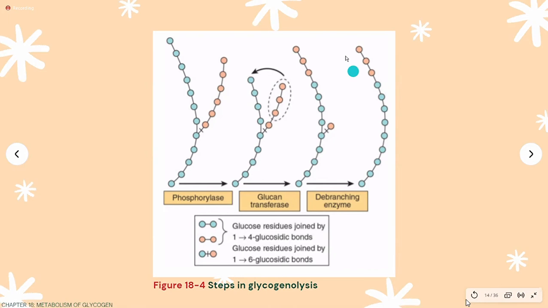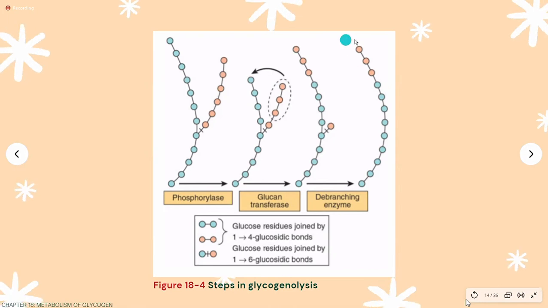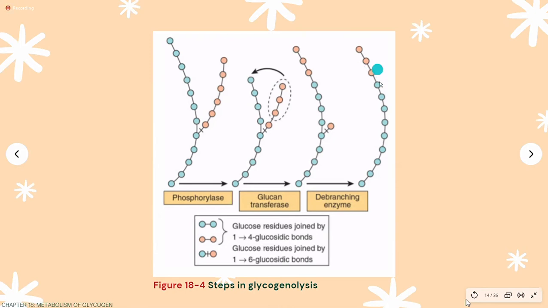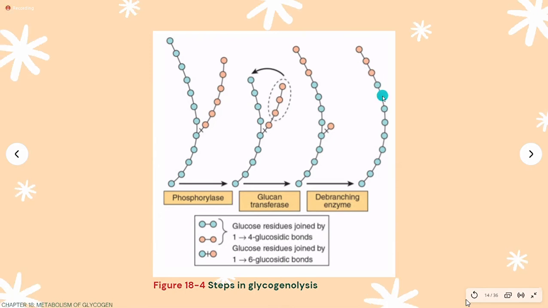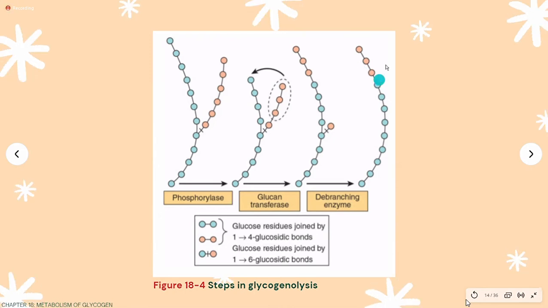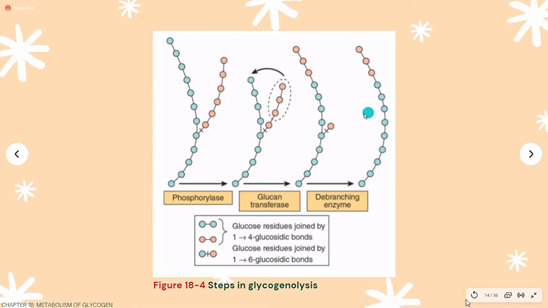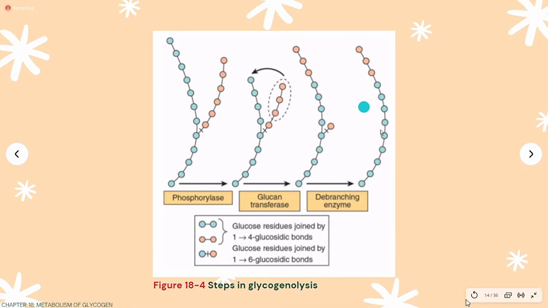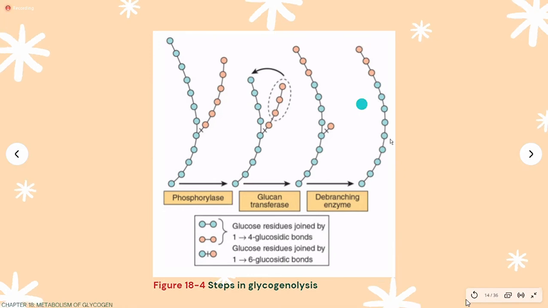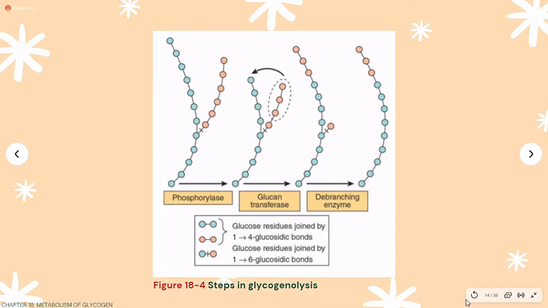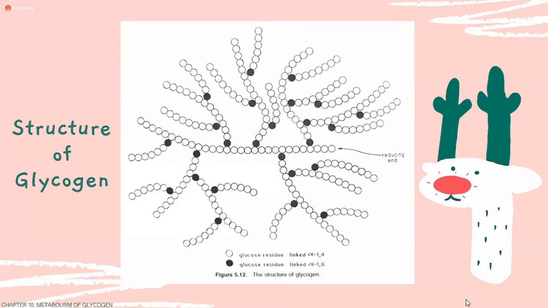And so you have your phosphorylase now acting on this, and so on, until you have a branch point again. Look, there is none, so this just can go on. Okay? So let's go back to this one.